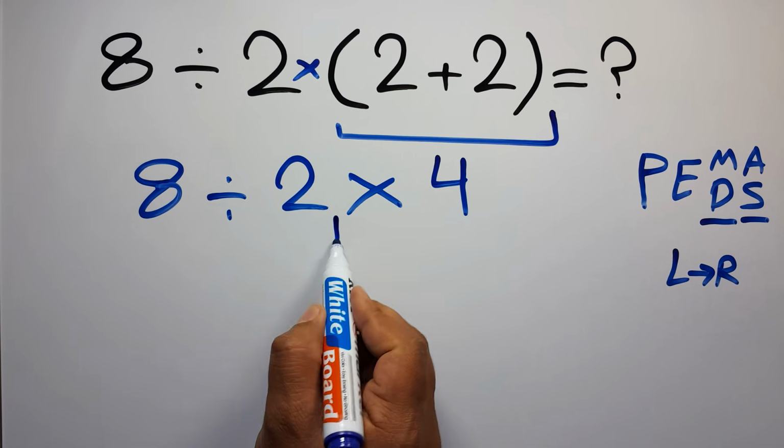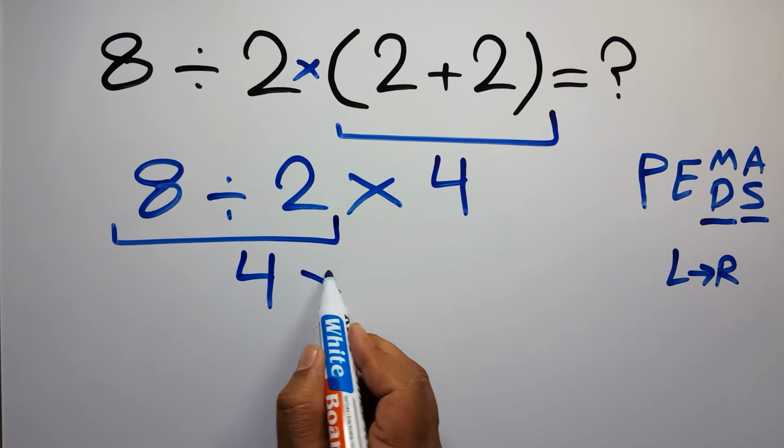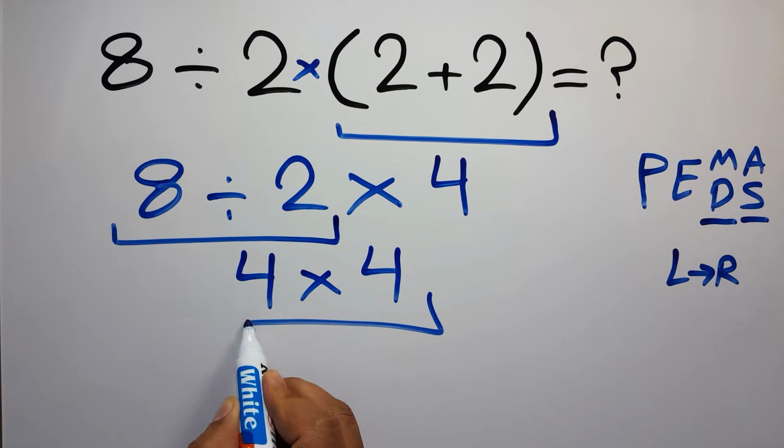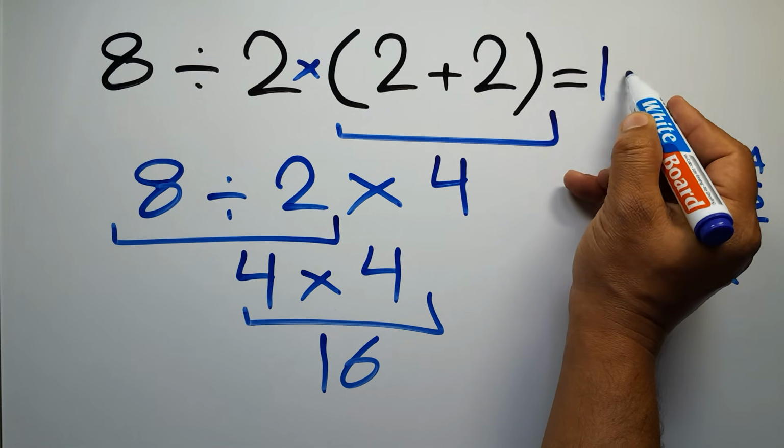8 divided by 2 equals 4. So we have 4 times 4 which equals 16. And this is our final answer to this problem. The correct answer is 16.